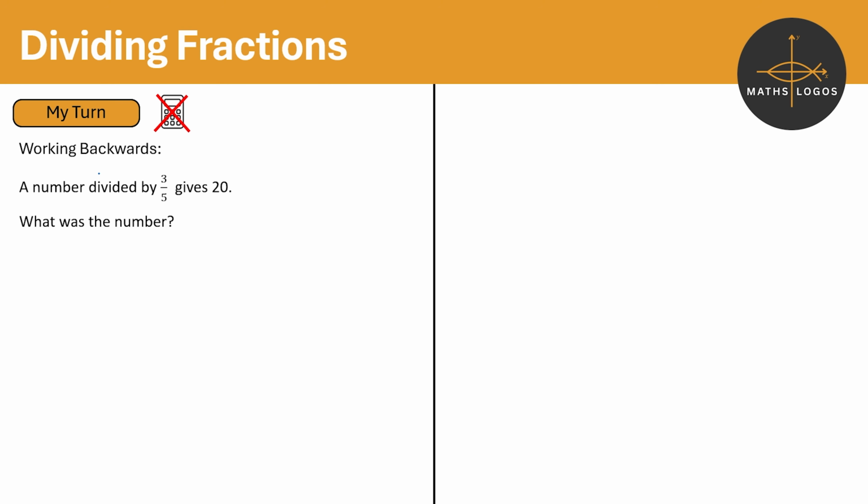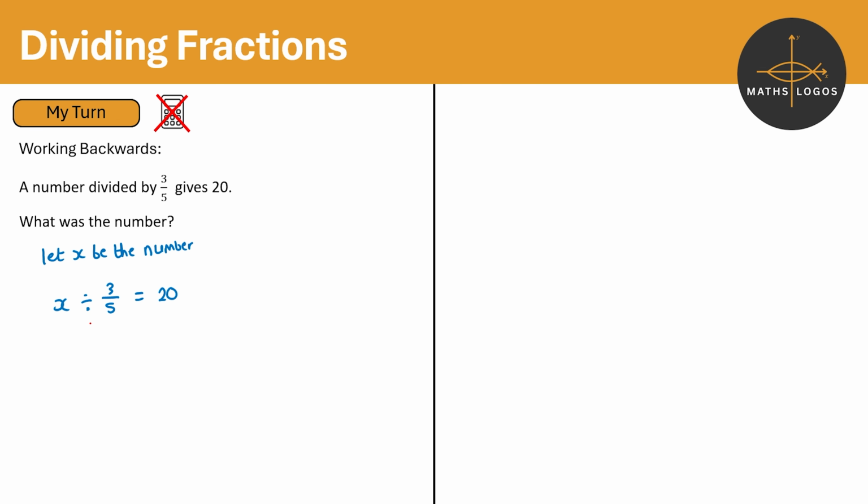All right, our next example involves working backwards. A number divided by 3/5 gives 20. What was the number? We're going to introduce a little bit of algebra. We're going to say let x be the number. And we're then going to take this second line and turn it into an equation. A number, we said that was x, divided by 3/5. So when I do x divided by 3/5, this gives 20. In other words, it's equal to 20.